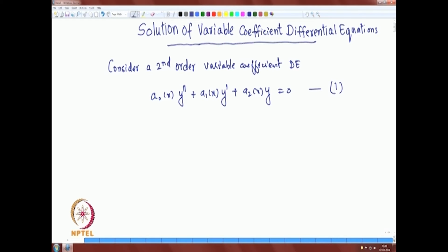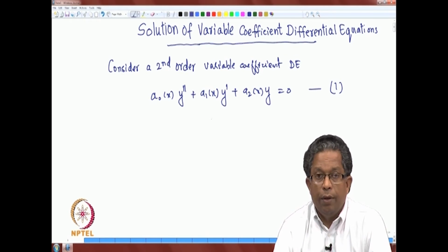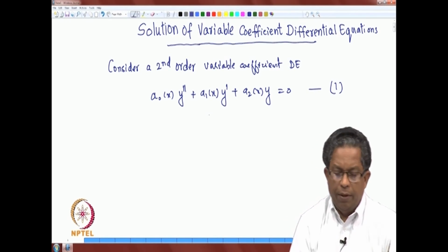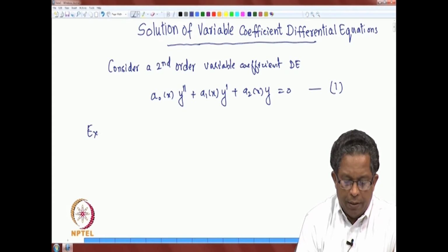Then how to solve it? The method of characteristic equations and finding the roots will not work. But there are certain situations where special forms of this equation can be solved just as we did in a constant coefficient differential equation. For example, if we can reduce this variable coefficient differential equation into a constant coefficient differential equation by giving some suitable transformation.